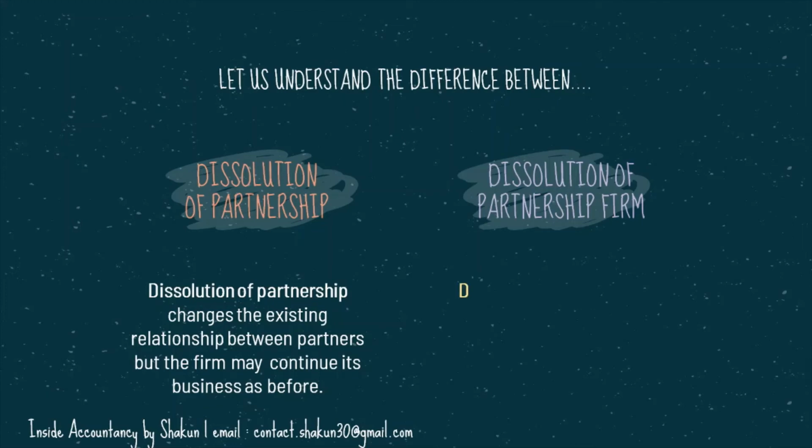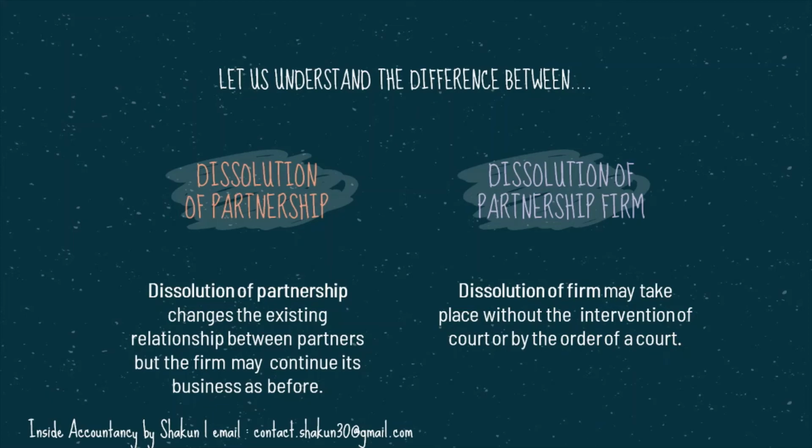Dissolution of partnership firm, on the other hand, means that whenever there is any intervention by the court or order by the court, or a notice has been served, or on the happening of an event, or by mutual consent of all partners, these which we just discussed, the modes of dissolution. So on the happening of any such event, the firm may be dissolved. But in case of dissolution of partnership firm, the business comes to an end. The business is wound up.